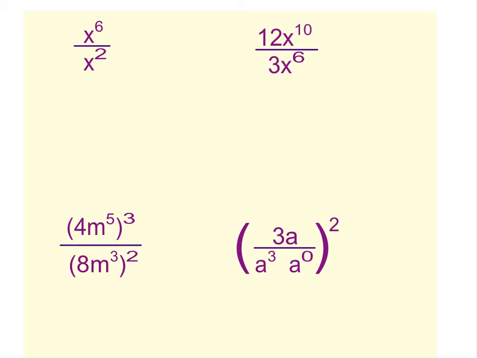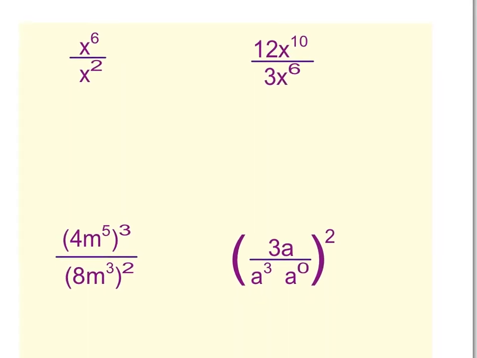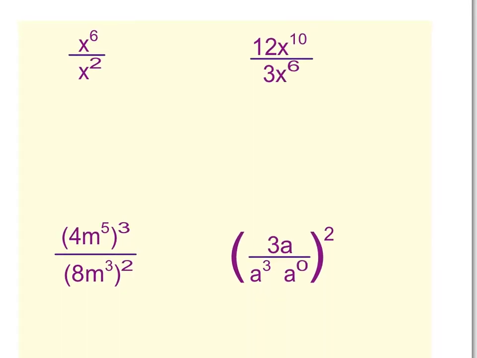All right, this is the last slide, although I'm guessing we have some, oh, yep, look at that. All right, so let's run through these. First example, pretty straightforward. You're dividing your x's, so keep your x, and then 6 minus 2 is 4, and you get x to the 4th power.